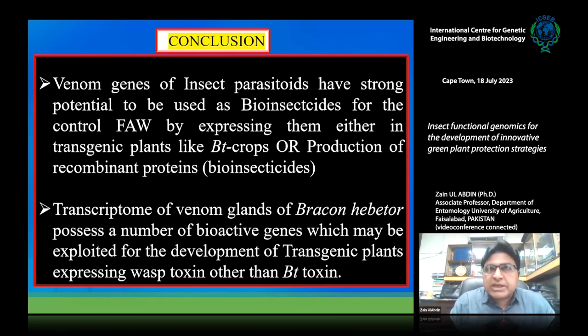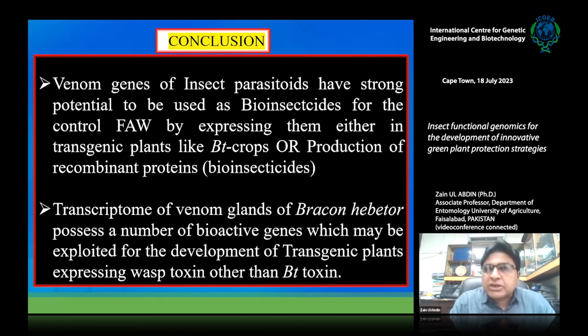Whereas sucking type of insects cause more damage to the crops as compared to the bollworms or chewing type of insects. Sucking insects not only suck the sap of the plants, they also transmit some pathogenic bacteria and some pathogenic viruses during their feeding process. So we are trying to develop such technologies to control the population of sucking insect pests.